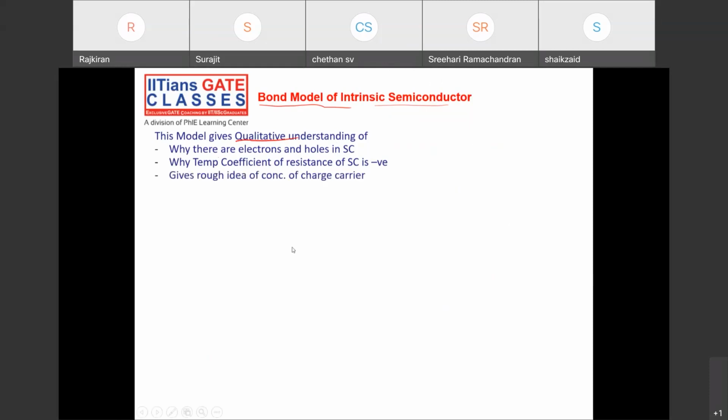Next, it will give a rough idea of the concentration of charge carriers. But it is not helpful for accurate calculation. Suppose I ask you what the electron concentration is at T equal to 500 K. It will not give you that. Clear, guys?